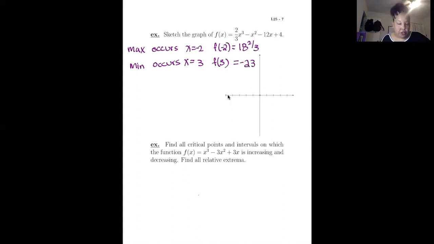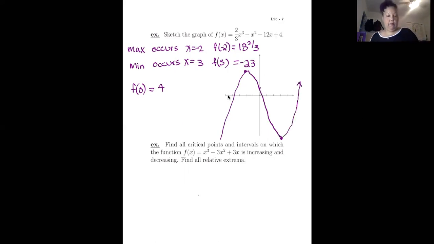So I'm going to plot those 2 points, negative 2, 18 2/3, and I'm just going to do a rough sketch here. And then 3, negative 23. And then I'm going to go ahead and put my y-intercept, because that can be found easily. Just plug in 0 and I get 4. So right here. And from our number line, we know it's increasing up until its max, decreasing until its min, and so on. All right, so it looks something like this.